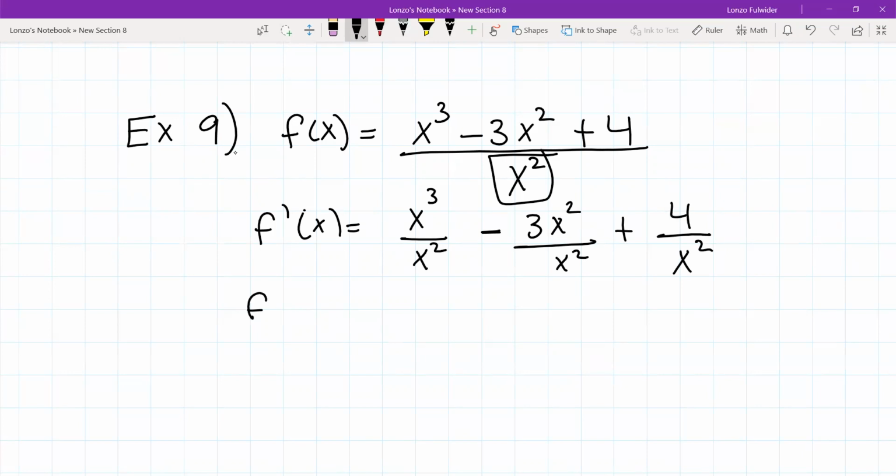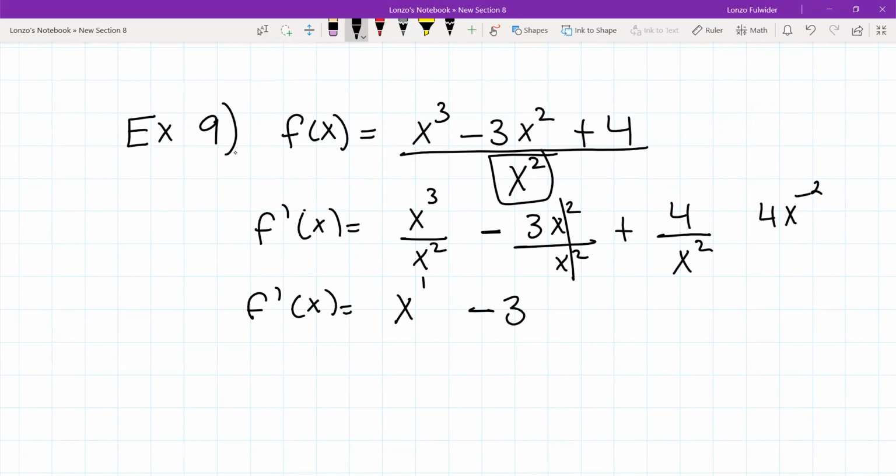And when you clean this up, when you're dividing with powers of the same base, you subtract. So this is going to be x to the 1, because 3 minus 2 is 1. And then the x squared cancels, so you're just left with -3. And then the derivative of 4 over x squared, I think what I would do is rewrite it as a negative power. So 4 over x squared can be written as 4x to the -2, right?